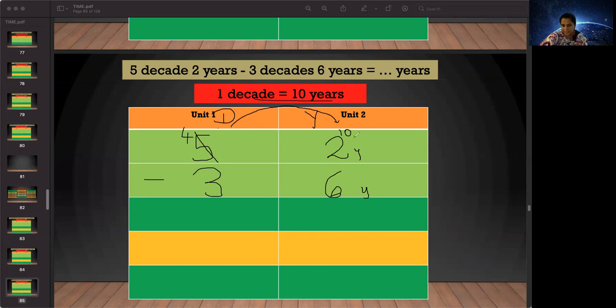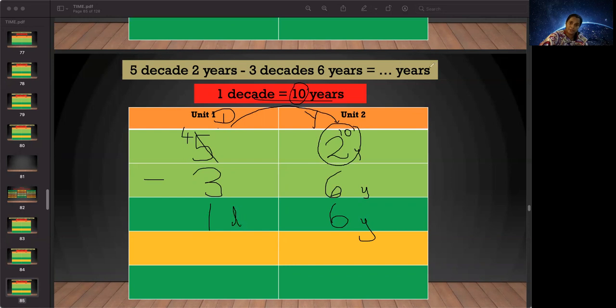Now, this is quite similar to what we have always learned, isn't it? Sometimes when we borrow or we exchange, we exchange in tens because we are using the base 10 number system. Now, for decades, the conversion is also 10. So that's why you get 10 years. So 2 years and 10 years makes up 12 years. 12 take away 6, you will have 6 years. Okay, and over here, 4 decades minus 3 decades is 1 decade.